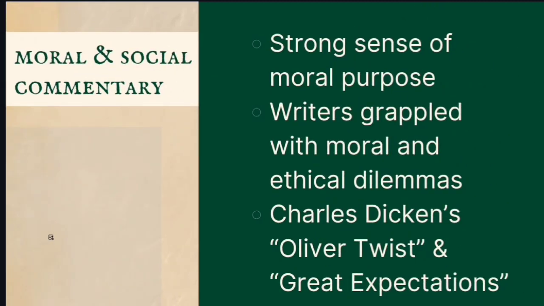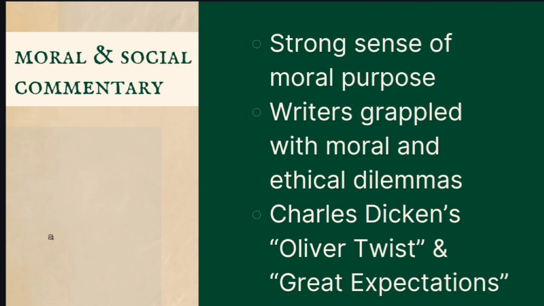The first point is moral and social commentary. Victorian literature was often characterized by a strong sense of moral purpose. Most of the writers, prominently Charles Dickens, have written many works that depict the moral and social commentary of Victorian literature. Writers of the era grappled with the moral and ethical dilemmas brought about by industrialization, urbanization and the resulting class divisions. As I said, Charles Dickens, Oliver Twist and Great Expectations.